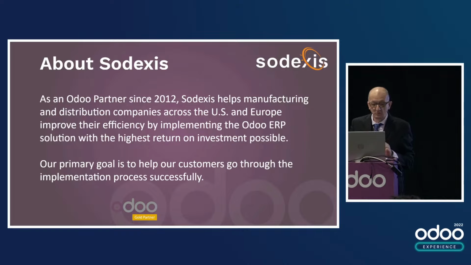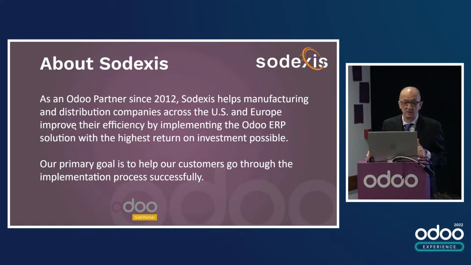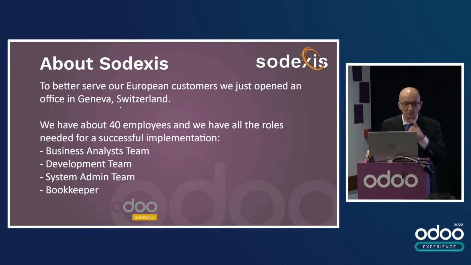So, as an Odoo partner since 2012, Sodexis has been helping manufacturing and distribution companies across the US and Europe to basically improve their efficiency by implementing the Odoo ERP solution with the highest return on investment possible. So really our primary goal is to always help our customer go through the implementation process successfully. And actually, to better serve our European customers, we just opened an office in Geneva, Switzerland.